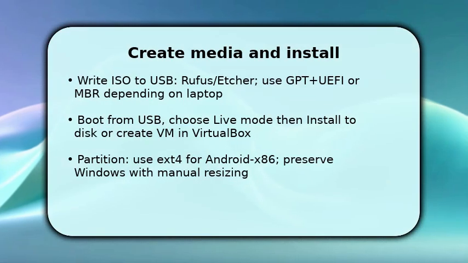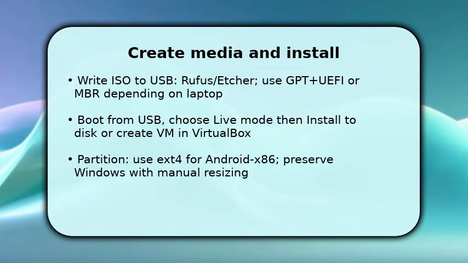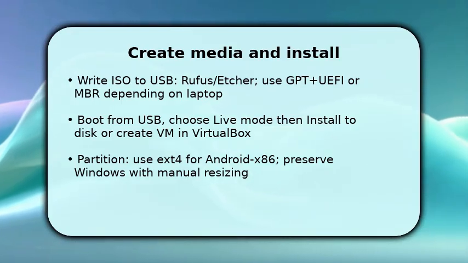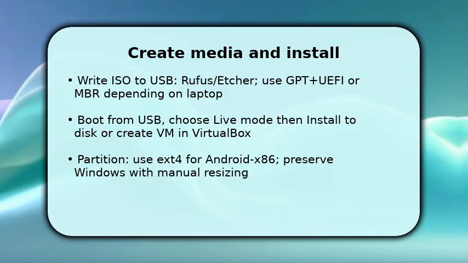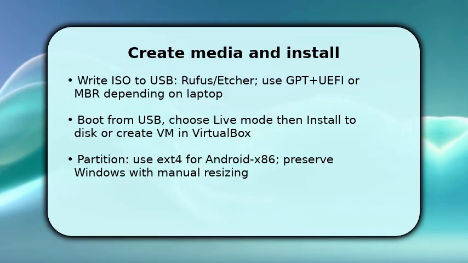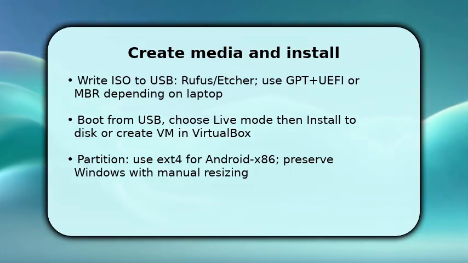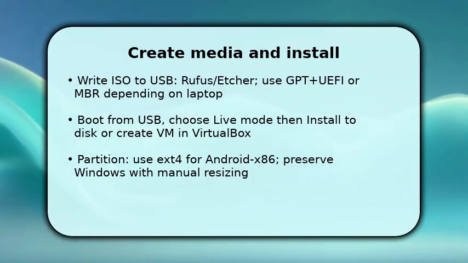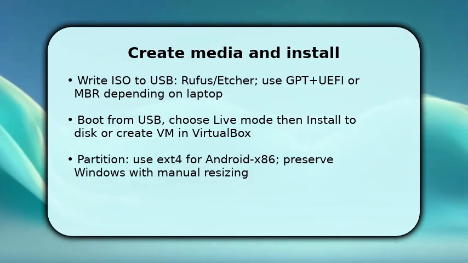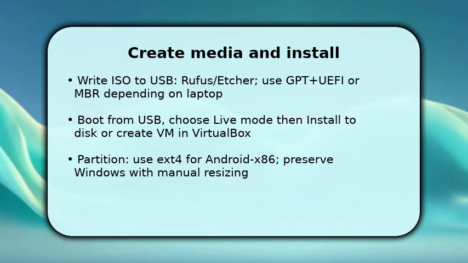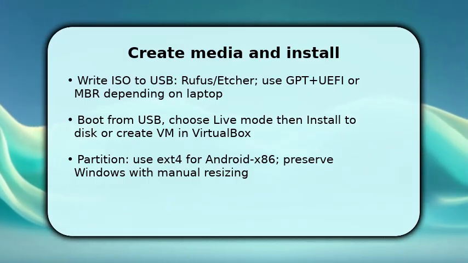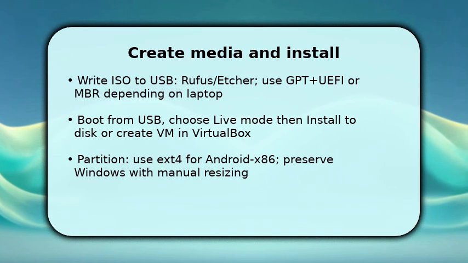You now create the installation media and perform the core install. Use Rufus or Etcher to flash the ISO, selecting GPT with UEFI if your laptop uses modern firmware. Otherwise, pick MBR. Boot from the USB, test live mode to confirm hardware compatibility, then choose Install. If installing alongside Windows, shrink the Windows partition and make an ext4 partition for Android x86. If using a VM, allocate 4 plus GB RAM and enable EFI and nested virtualization.